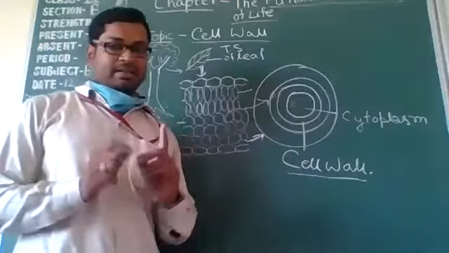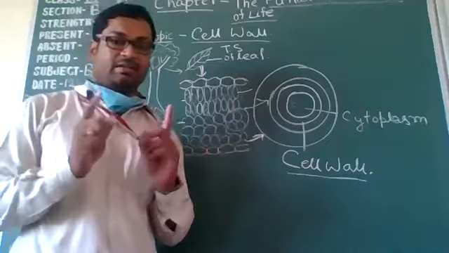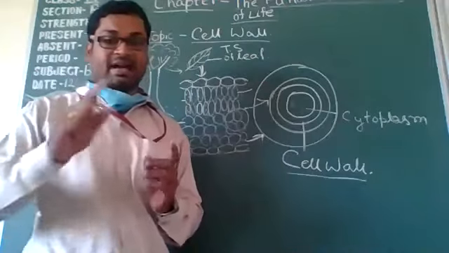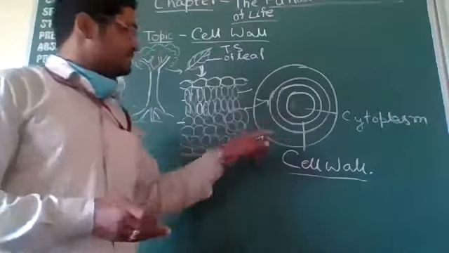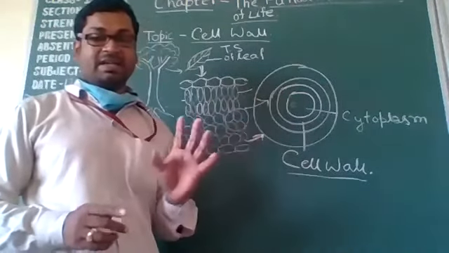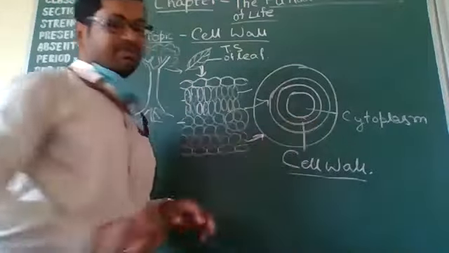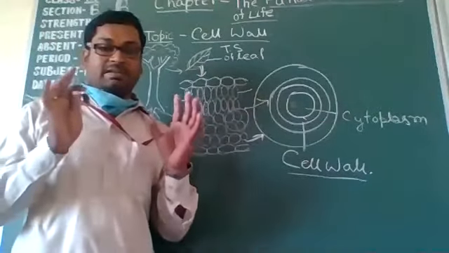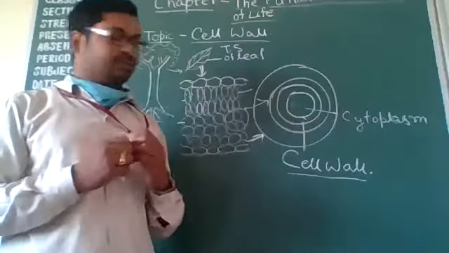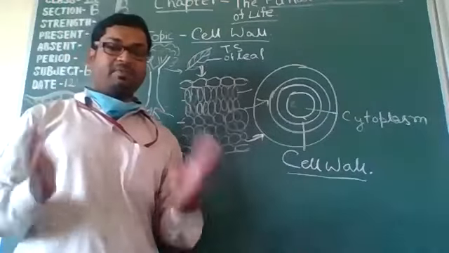What do you mean by cell wall? Definition of cell wall: a cell wall is a structural layer that surrounds some types of cells, situated outside of the cell membrane. Outside of the cell membrane, that is called the cell wall. It can be flexible or rigid, which provides the cell with both structural support and protection.